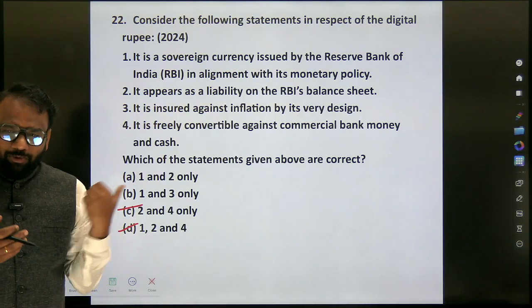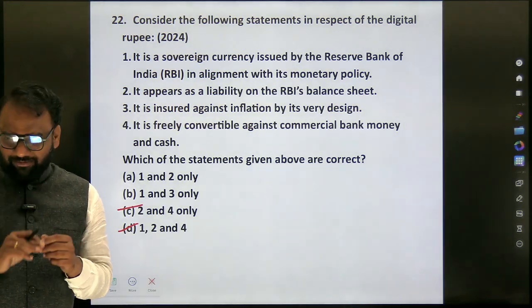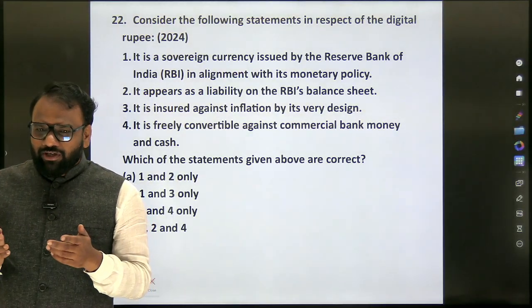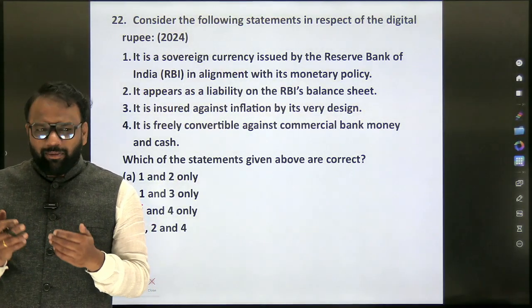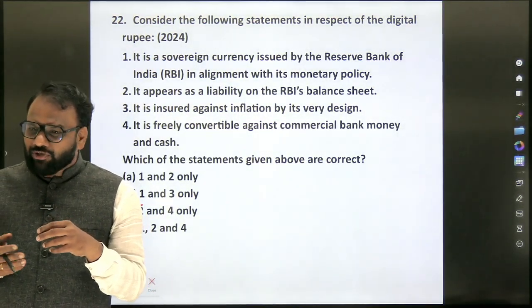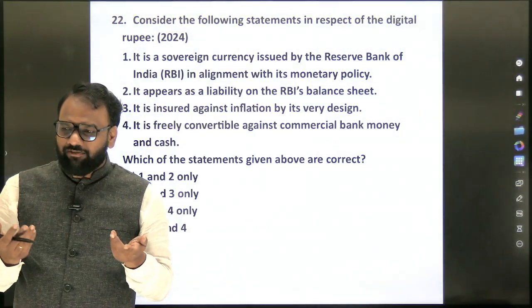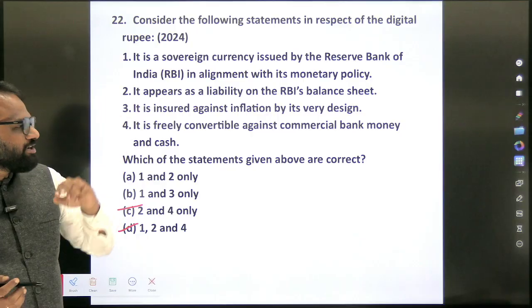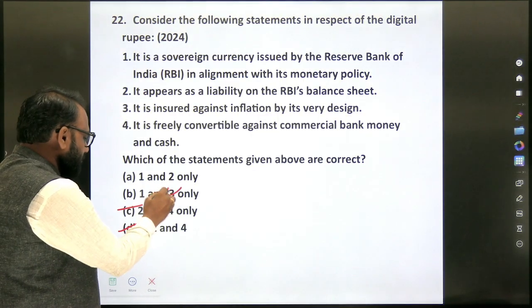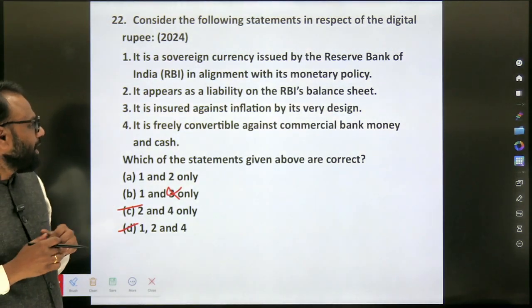So what is this digital rupee? Rather than keeping it in your pocket, you are just going to keep it in digital form in an application. If you keep a 10 rupee note in your pocket for 2 years, will it become 15 rupees? It will remain the same 10 rupees. Next year, if a chocolate which costs 10 rupees is now costing 20 rupees, will you be able to afford it? No, because it is not protected against inflation. So the statement that it is insured against inflation by its very design is false. It means 3 has to be eliminated. So 4 should be part of the answer, and 3 you eliminated, but still you have choices.